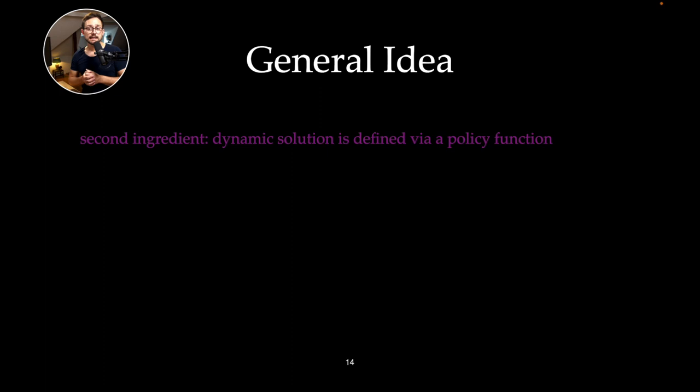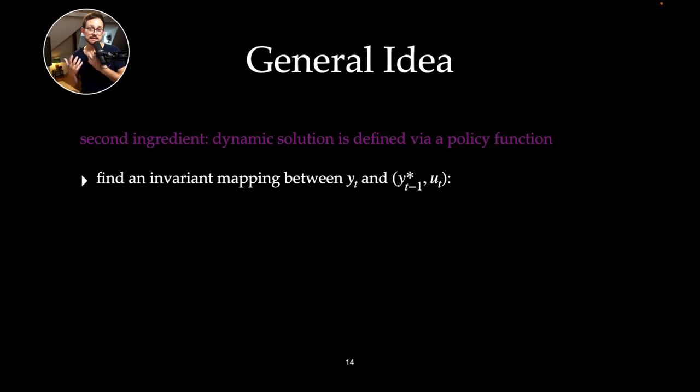Now the second ingredient is a definition of what a dynamic solution to my stochastic model looks like. And we do so by introducing the concept of a policy function or a decision rule. The idea is to find an invariant mapping, so it doesn't matter if I'm in period T or in T plus 5 or in T plus 10 or in T minus 5. I would like to find a mapping between the values for all the endogenous variables now at T, given previous state variables and the current observed shocks. And this mapping, we call the G function here. Okay, so this is the actual policy function.